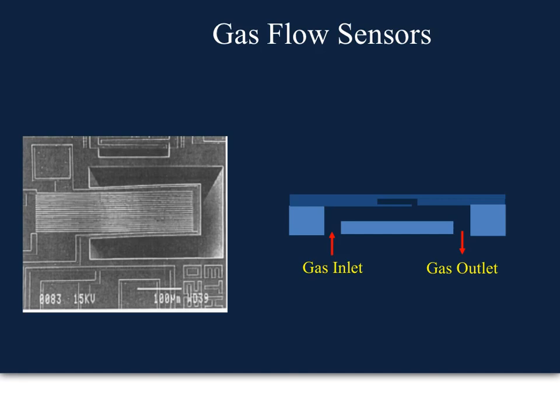And here's another view where on one side you have the gas inlet coming in, then you have this suspended membrane here. That's what we're looking at from the bottom, in the view on the left here. It's suspended over this cavity, and then again as that gas comes through, it sucks away heat from the wires and changes their resistance.